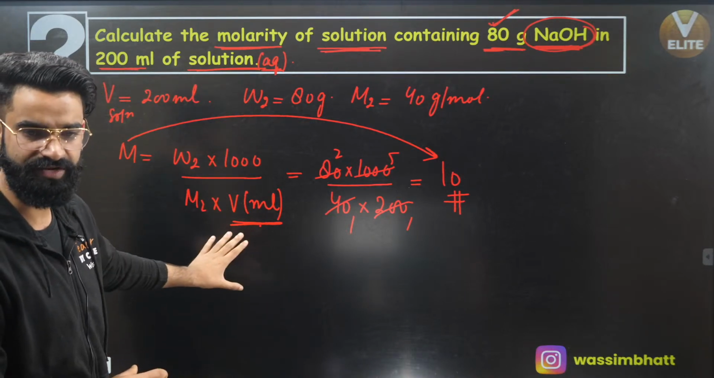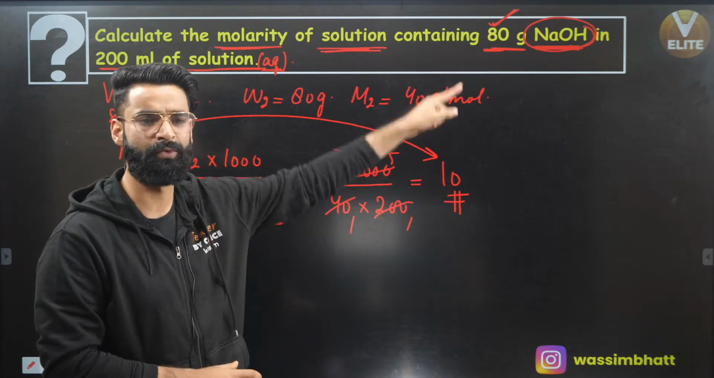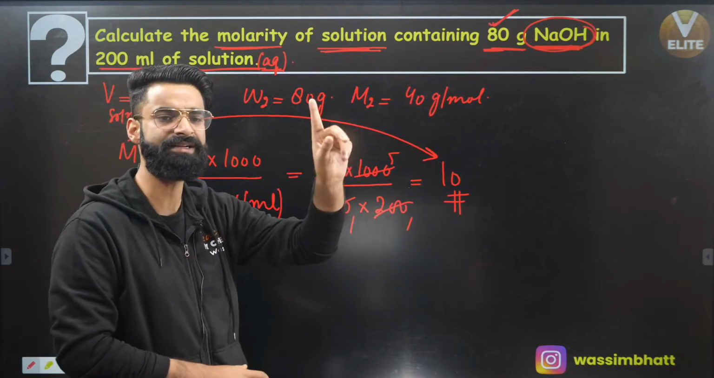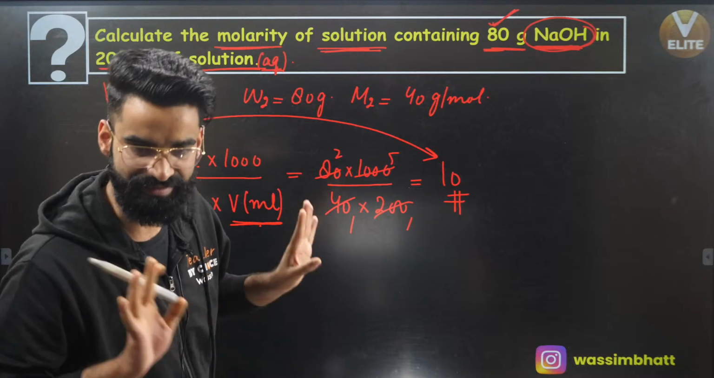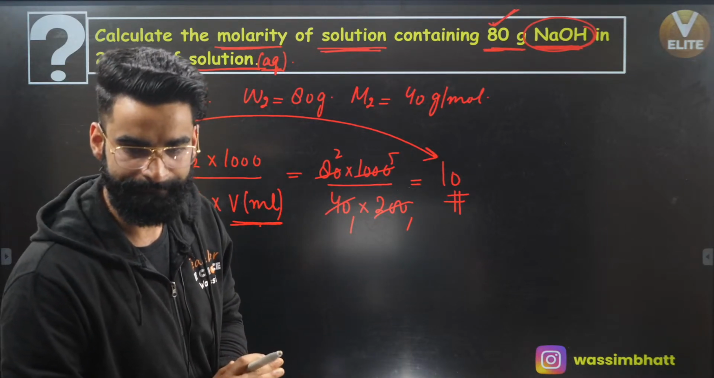I'm sure this is clear to everyone. The molarity of the solution I got as 10. This simply means 10 moles of solute, which is my NaOH, are present in 1 liter of solution. As simple as that, right?